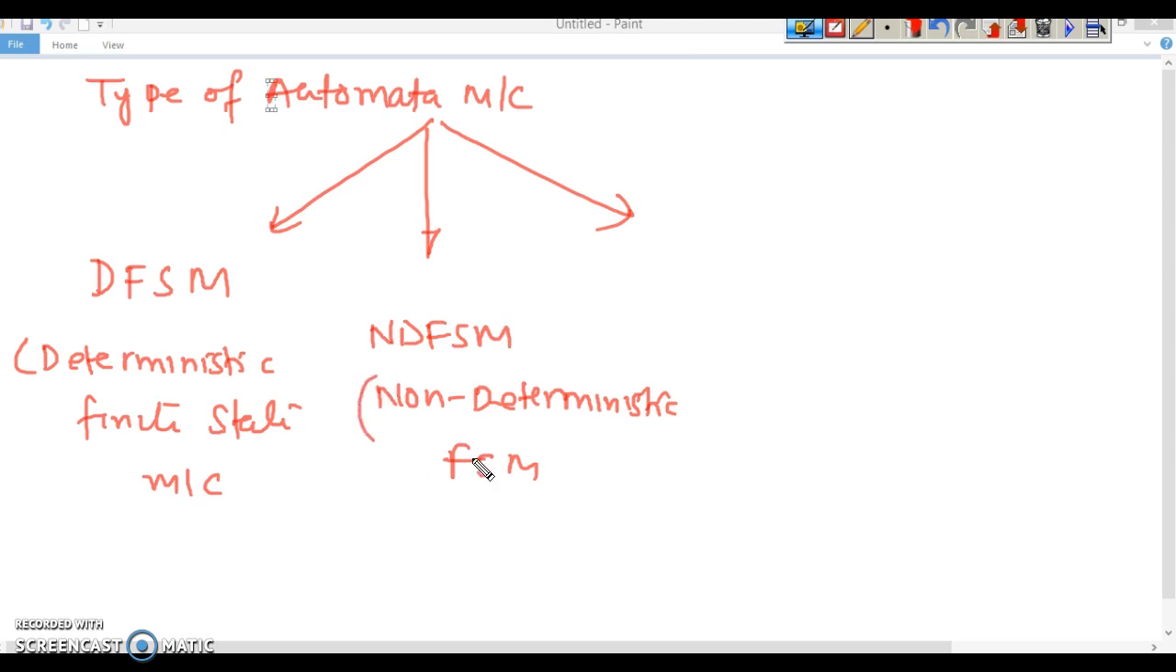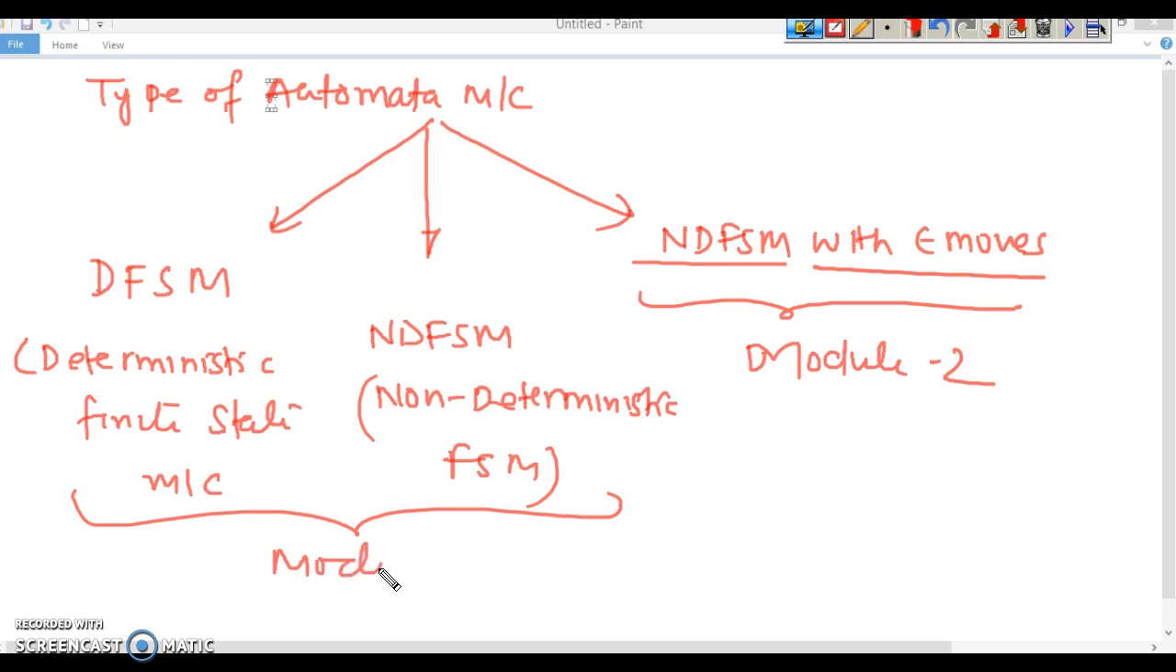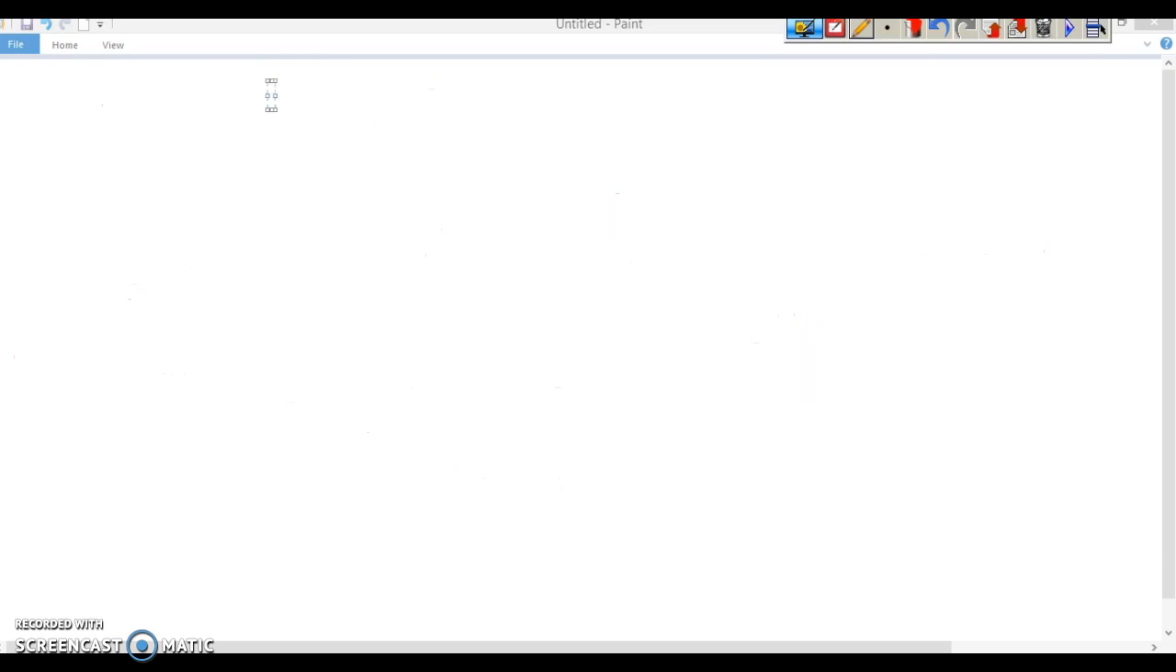Finite state machine. And another is called NDFSM with epsilon moves, non-deterministic finite state machine with epsilon moves. This we study in module 2. This is there in module 1. So we will discuss in module 1 only the DFSM and NDFSMs. So what is a DFSM?